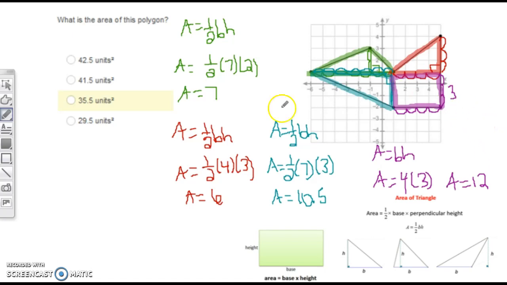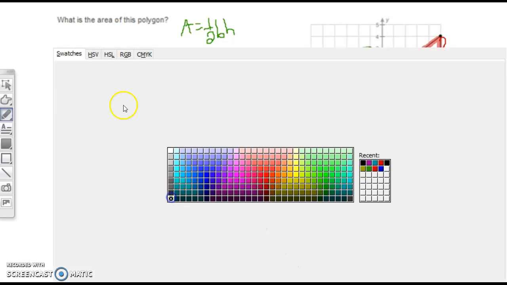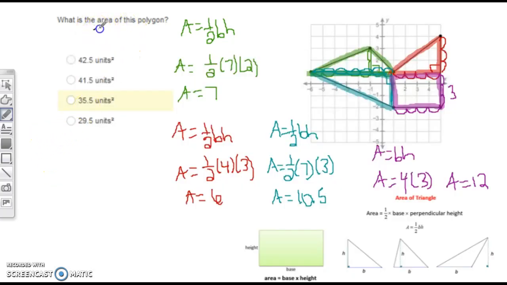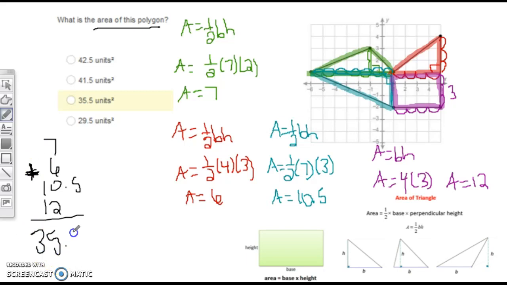Okay, so now that I've found the area of shapes that I know, triangles and rectangles, I need to go back and add them all together to get the area of the entire polygon. So 7 plus 6 plus 10 point, oops, what am I doing? Writing that 10.5 in the wrong spot. Plus 10.5 plus 12. That's supposed to be a plus sign. All right, so if we add all 4 of those shapes together, we get 35.5. So the entire thing is 35.5 units squared.